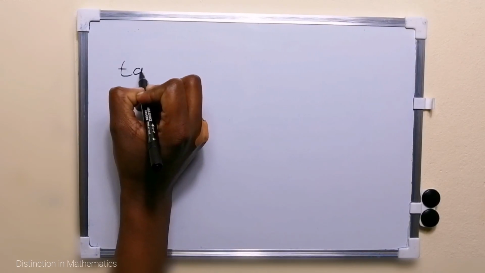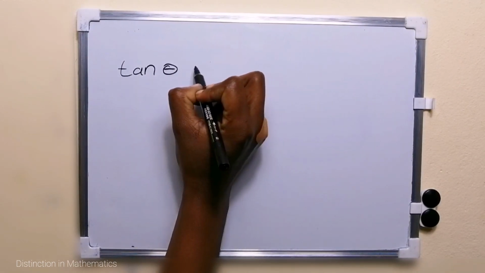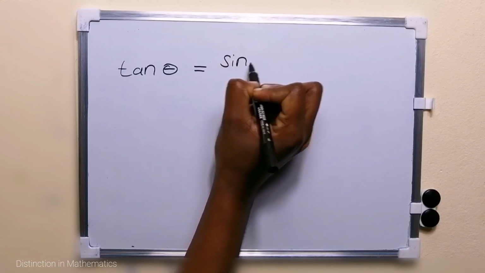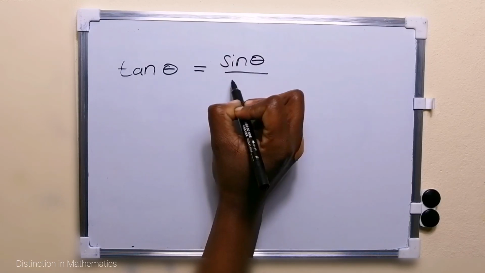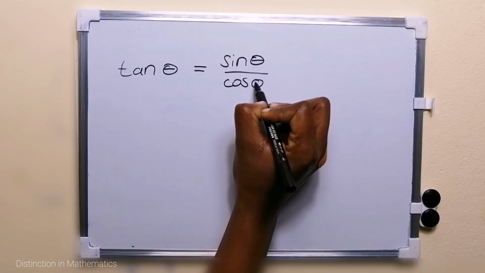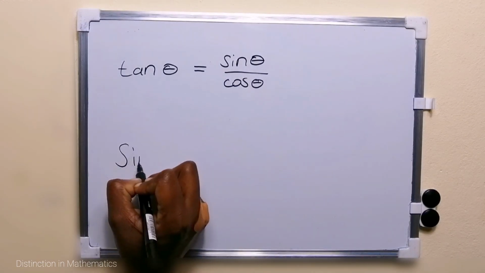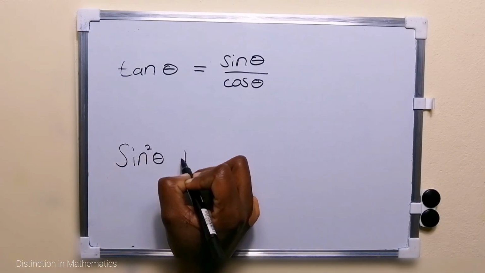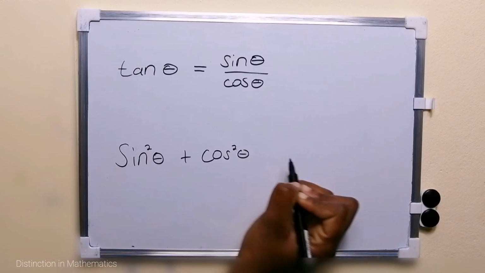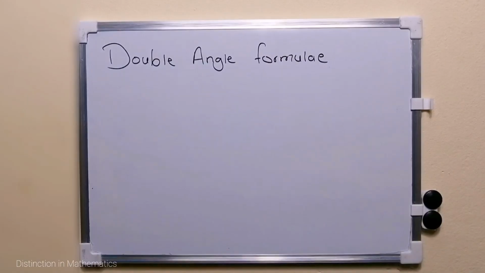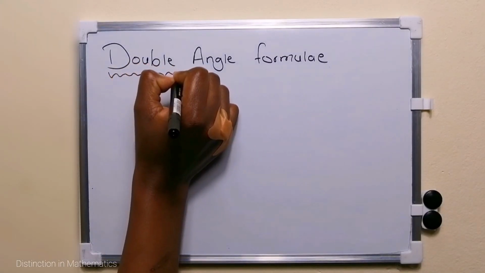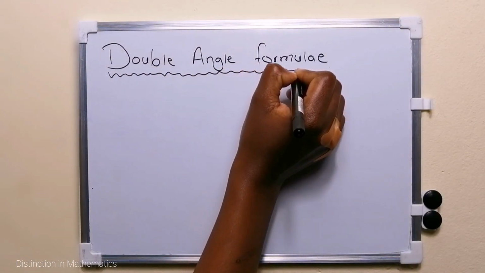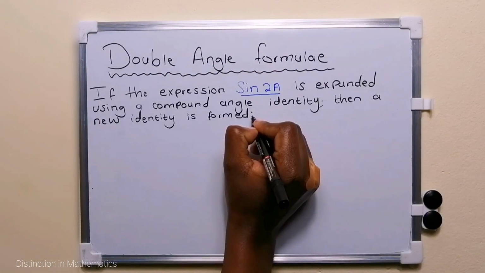So before we get to today's lesson, I want us to remind ourselves of these trigonometrical identities. And there we have tan theta can also be represented as sine theta all over cos theta. And sine squared theta plus cos squared theta can also be represented as 1. Double angle formulae. This is what we are going to be working on today. So I want you guys to take notice of this.